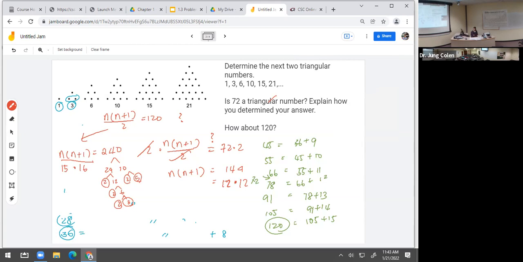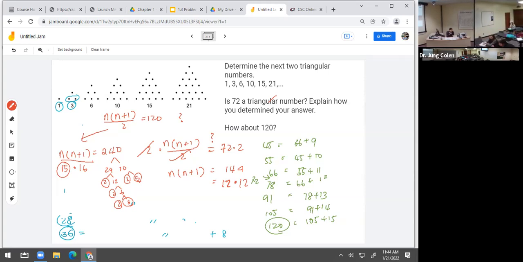So 240 is a triangular number. Specifically, it's the 15th number. Does it make sense? So with this rule, we can find two things. This is a triangular number, and it is the 15th triangular number. Okay? So if it says find 120, you just put it in that equation we just did and find it from there. Yes, we can do that.